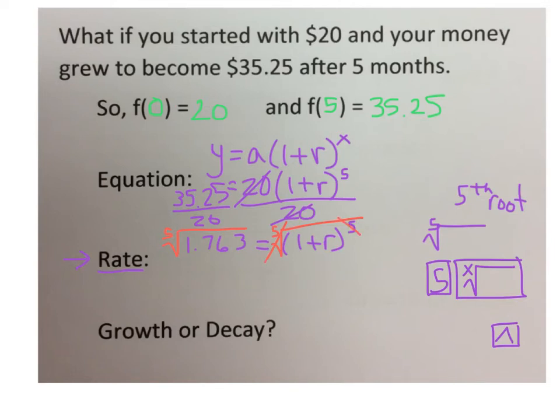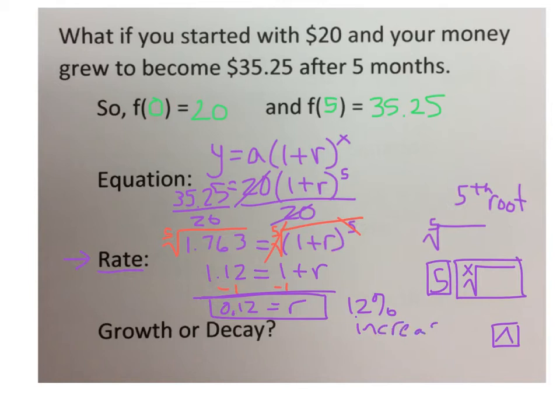And when we take the 5th root on our calculator, we're going to get 1.12, and that equals 1 plus r. At this point to solve, we just need to subtract the 1 from both sides, and we're going to get 0.12 equals r. So we can say that the rate is 0.12, or you could also say that that's a 12% increase for our rate. And we know it's increasing because it went from $20 to $35 5 months later, and so that is absolutely growth.